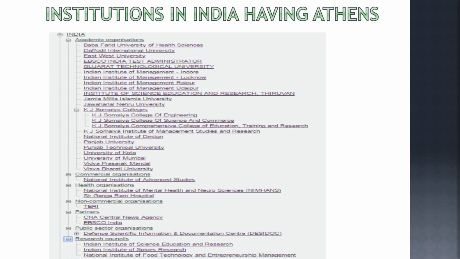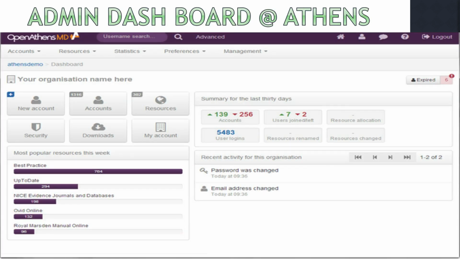This is a short list of institutions which have access to OpenAthens on your screens. You can see that various institutions including Jawaharlal Nehru University, All India Institute of Medical Sciences, AIIMS, and many other institutions are using OpenAthens technology. This is an admin dashboard of OpenAthens. Here you can add new accounts where you can register your users, your faculty, your students, any kind of users who are coming to the library, so that these users can have remote access to the resources you are subscribing to.